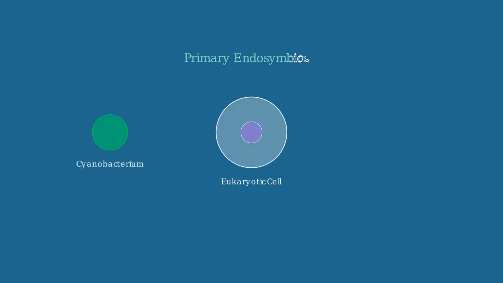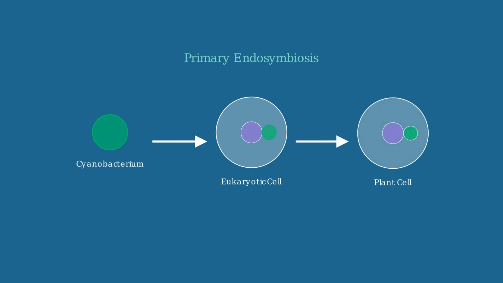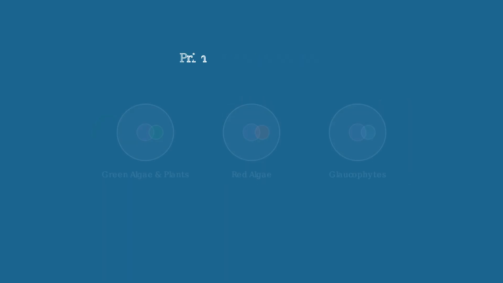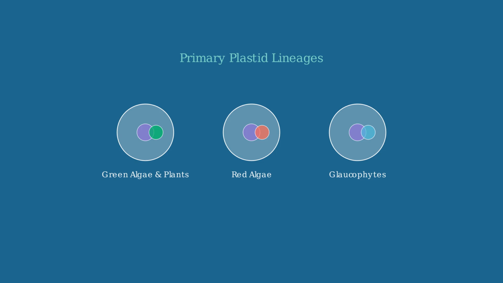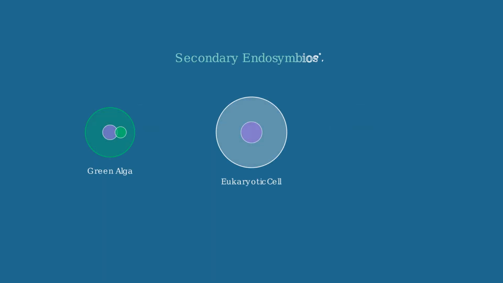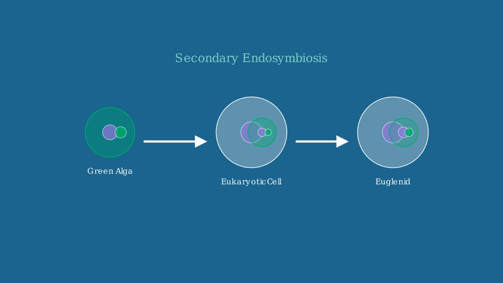Plastids, including chloroplasts, originated through endosymbiotic events where photosynthetic bacteria were engulfed by eukaryotic cells. Primary plastids are found in three major lineages of photosynthetic eukaryotes: green algae and plants, red algae, and glaucophytes. Secondary endosymbiosis occurs when a eukaryote that already contains a primary plastid is engulfed by another eukaryotic cell.